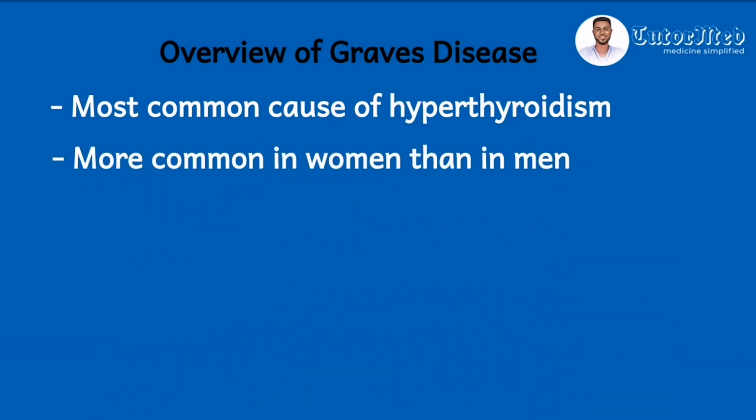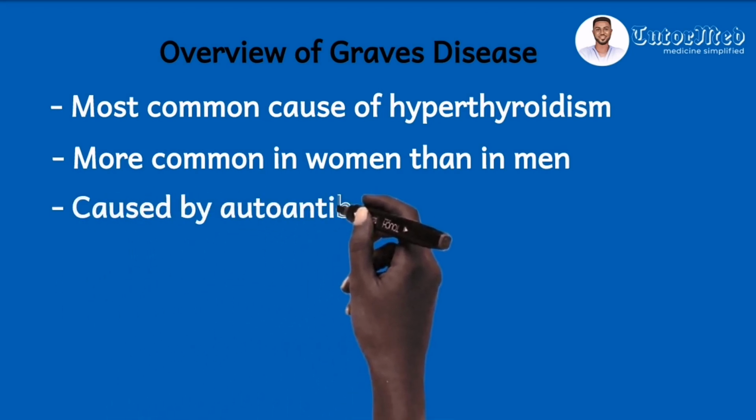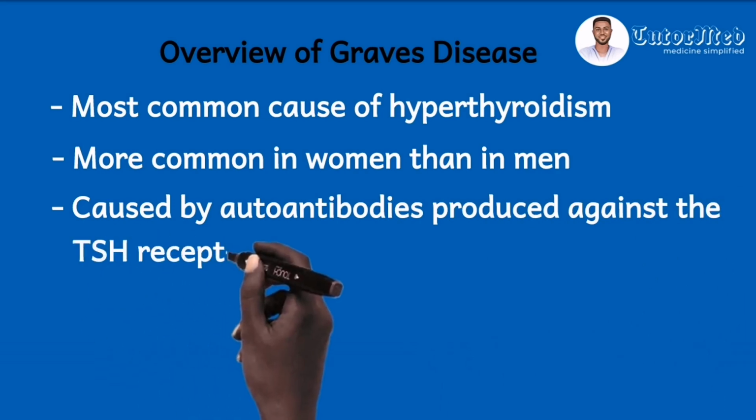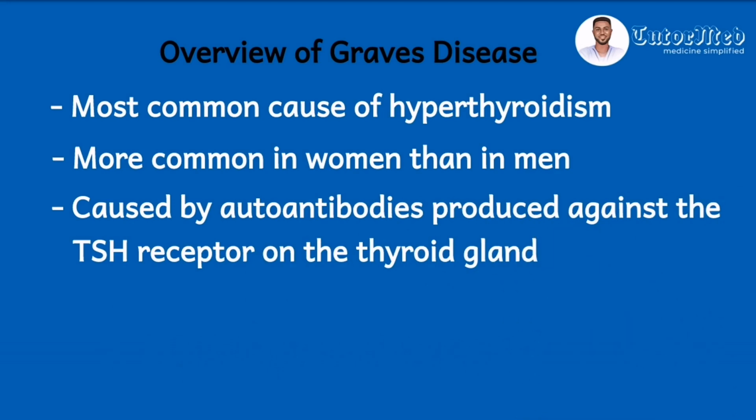The ratio is 9:1, meaning when you pick 10 patients with Graves' disease, 9 will be women and then only 1 will be a man. It is caused by circulating autoantibodies which have been produced against the TSH receptor on the thyroid gland. So these IgG antibodies have been produced against the TSH receptor, and so this is an autoimmune condition.